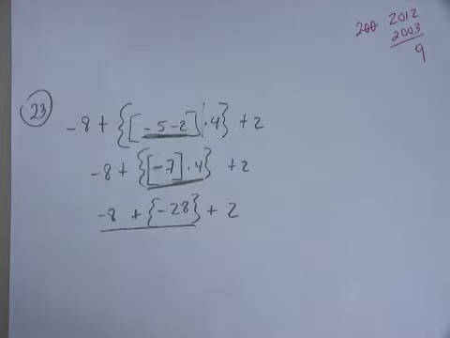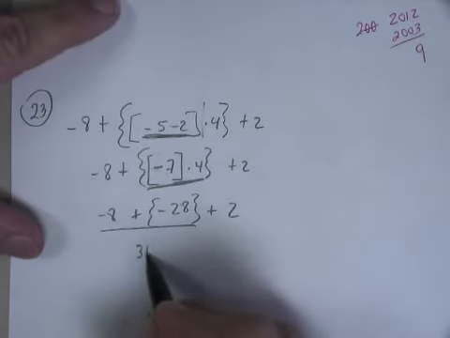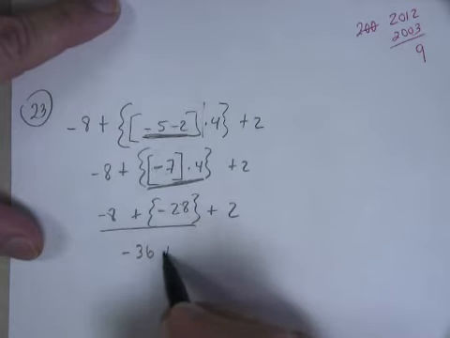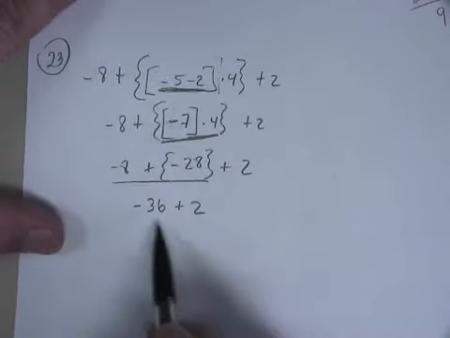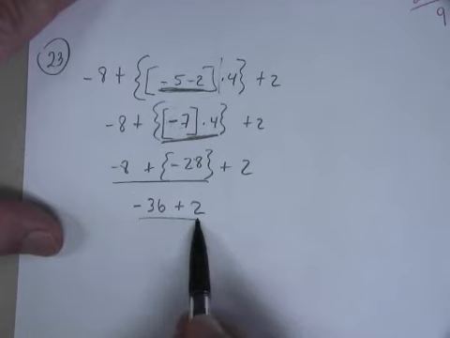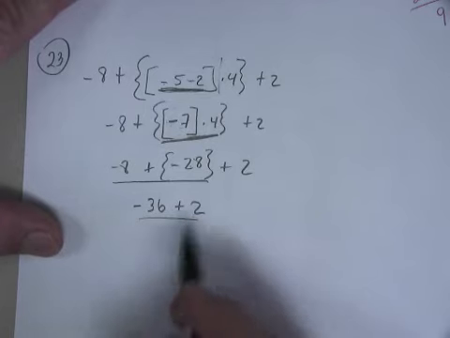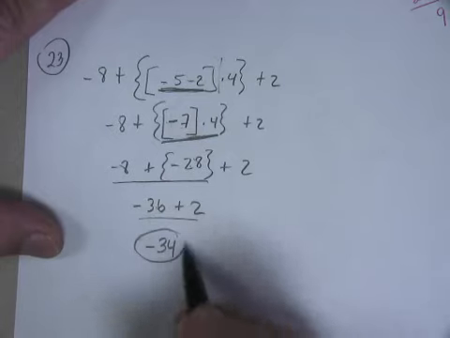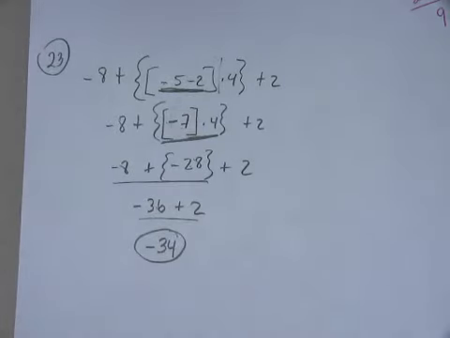Okay, let's do these. First two, the signs are the same. That means we add the numbers together, so that gives us 36. We keep the sign of the larger number, which is 28. The signs are different, so we subtract. Keep the sign of the larger number. There it is. All right, let's do 26 as well.